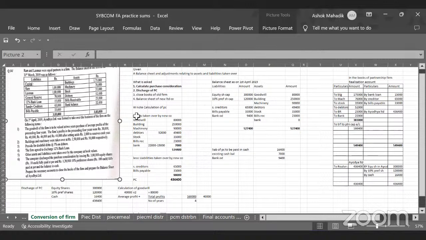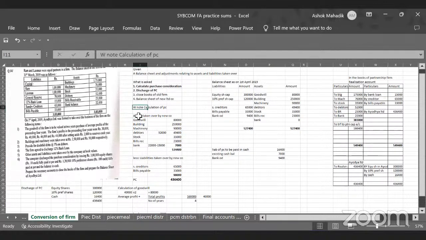So we calculated PC here. You can see PC calculation. We took all the assets at new values, and minus liabilities. We got PC 4,36,400. And it was given that the PC will be discharged, means it will be settled like this: equity shares worth 3 lakhs, preference shares worth 1,20,000, and cash worth 16,400. This way, the whole PC was to be paid by the new company to the old firm. And as I told you, from this PC only we made this new balance sheet.